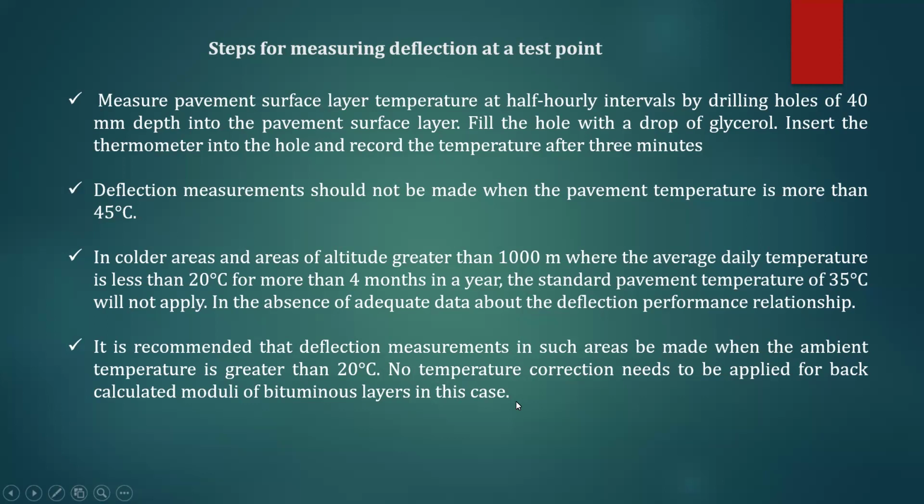Basically we are going to apply 2 types of corrections. One is temperature correction for the elastic modulus, whatever you get for the bituminous layers, and moisture correction you are going to apply for the granular layers as well as the subgrade layer. These 2 are the corrections.